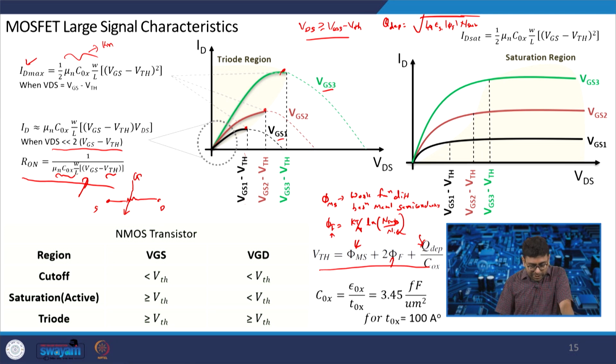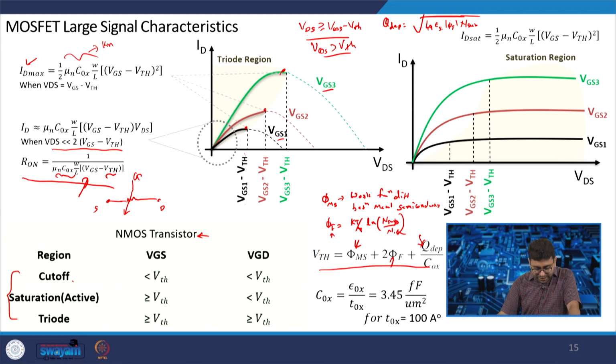So, what are the three basic regions that you should know? That is cutoff, saturation, and triode region. If we consider an NMOS transistor, for the cutoff region your VGS is less than VTH and your VGD, gate to drain voltage, is less than VTH. For saturation, VGS is greater than VTH and your VGD is less than VTH. You can also mention that your VDS should be greater than or equal to VGS minus VTH, and VGS is greater than VTH.